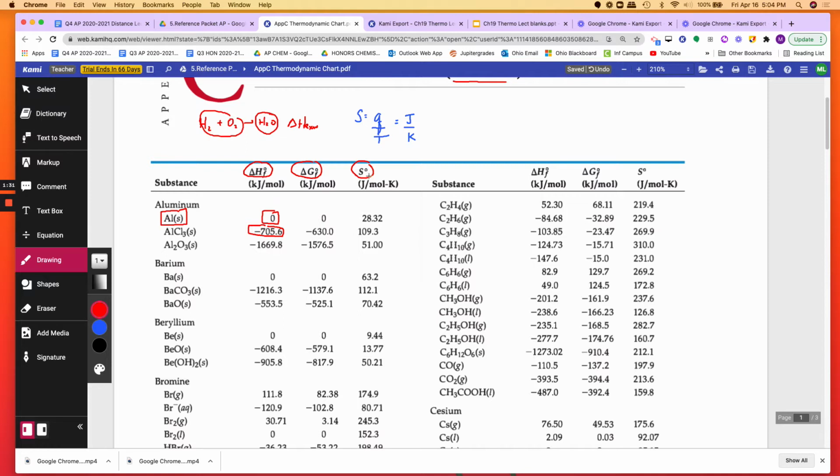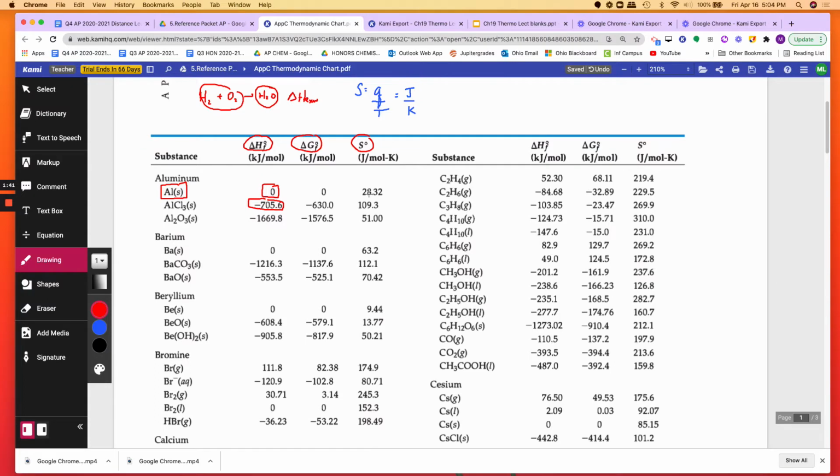Well, you do the same thing for delta S. All you have to do is, instead of using these numbers, you use the S numbers, products minus reactants. Okay, what I want to point out is the numbers are a little bit different. First, the unit is different. Here, this is kilojoules per mole. This is joules per mole, not kilojoules, right? Because they're not as big, so they have them in units of joules.